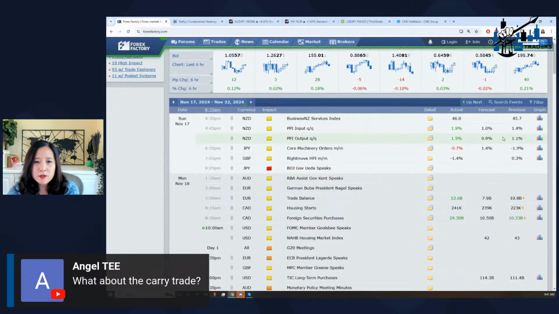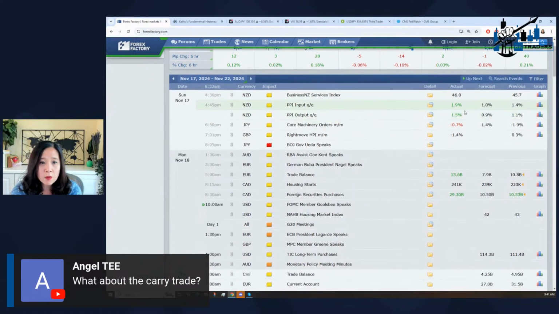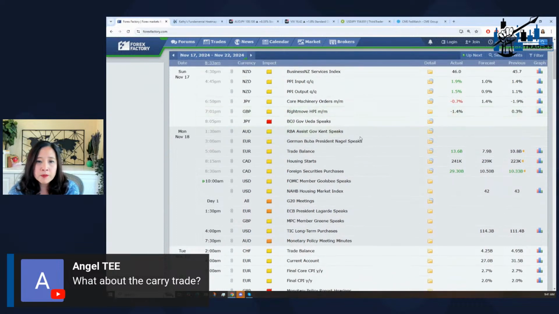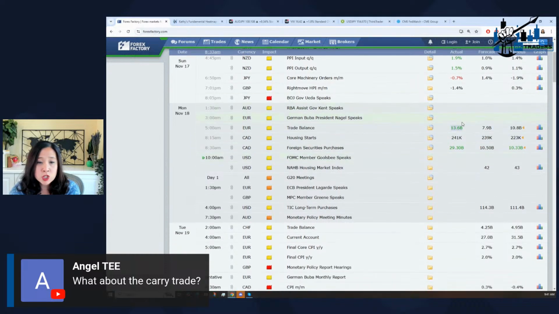So this week we had New Zealand PMI services that came out stronger, PPI from New Zealand that was better. We had Euro trade balance, which was stronger. This was supporting. So when you start your day, you look at, what is stocks doing? What is data doing? Eurozone trade data was also very, very strong.